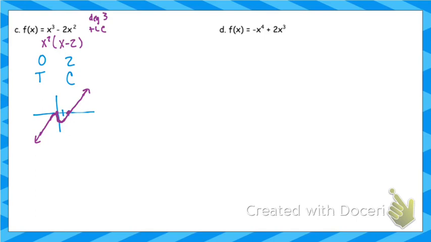All right, let's go to D. Again, we need to factor, so let's take out our GCF. Well, I can take out a negative x cubed from both of those terms. That would leave me with x minus 2.